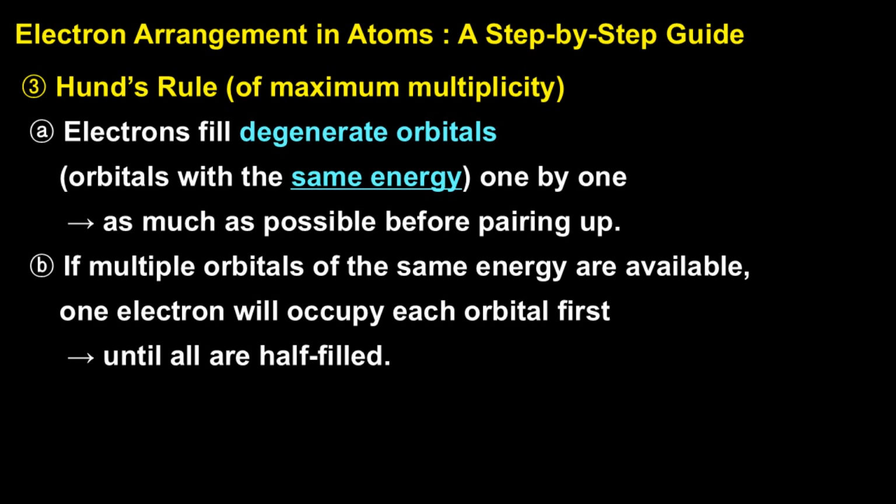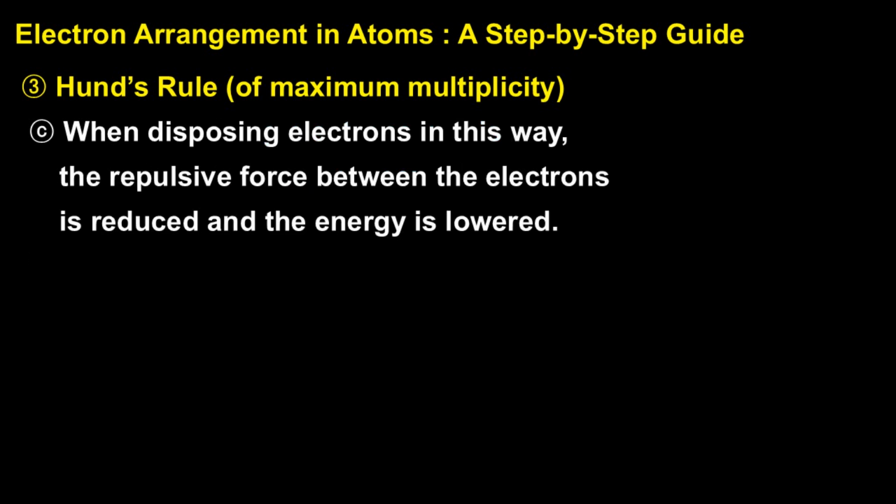Now let's talk about Hund's rule. This one explains how electrons fill orbitals that have the same energy level, also called degenerate orbitals. According to Hund's rule, electrons will fill each orbital singly first, before they start pairing up. In other words, if multiple orbitals are at the same energy, you put one electron in each before doubling up in any of them. Why do they do that?